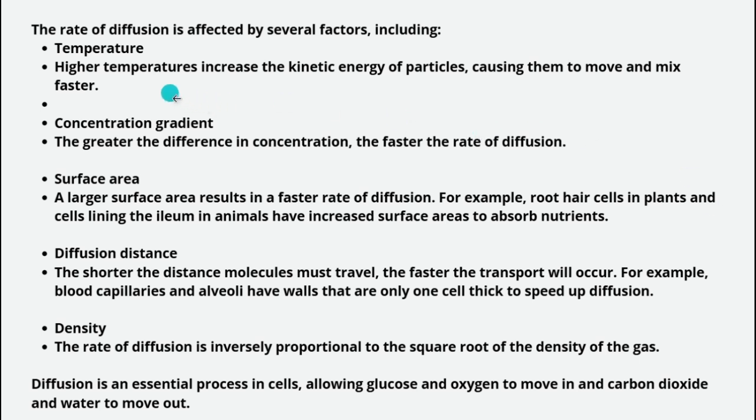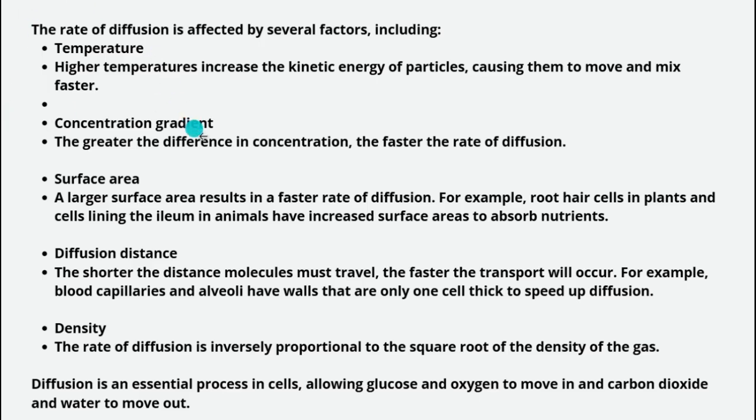So the higher the temperature, the more kinetic energy the particles have, causing them to move and mix faster. That means that the higher the temperature, the faster the particles are going to move across the membrane, and the faster it's going to happen.